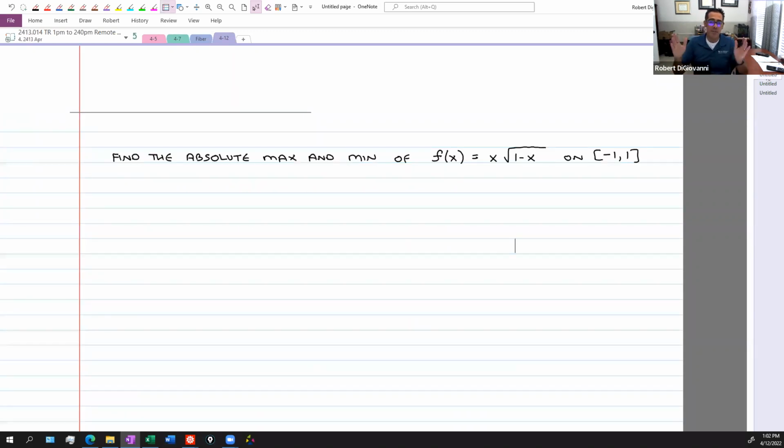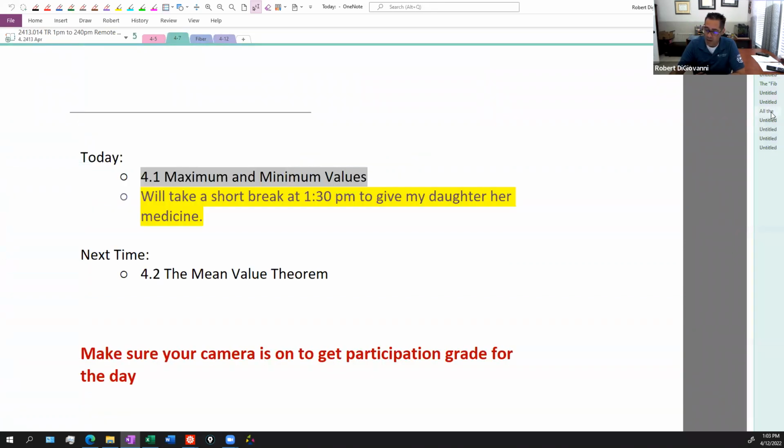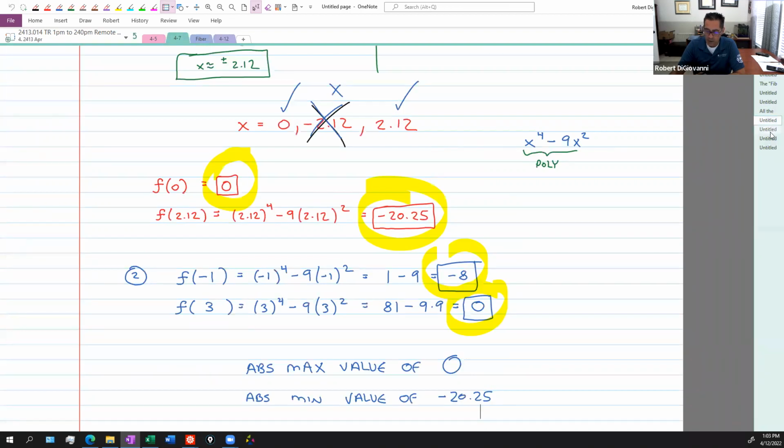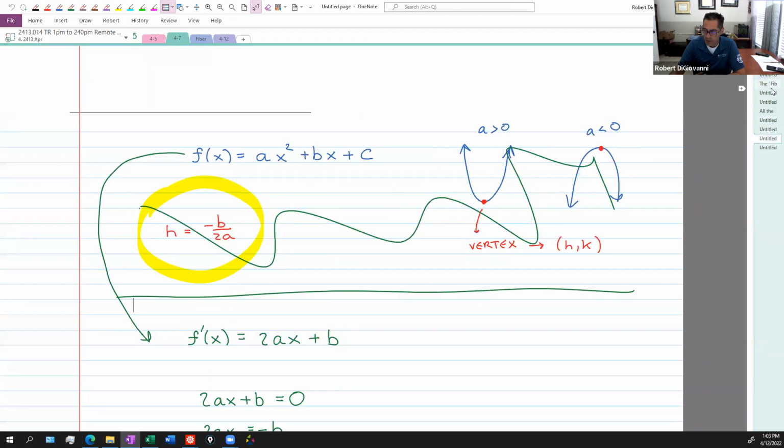So the main idea from last class, from 4.1, was that we had this new thing called the closed interval method. It was the method that we used to try and find the absolute maximum and minimum values of a continuous function on a closed interval. And there are a set of steps to do that, right? So I'll just show you a reminder of what the steps are.